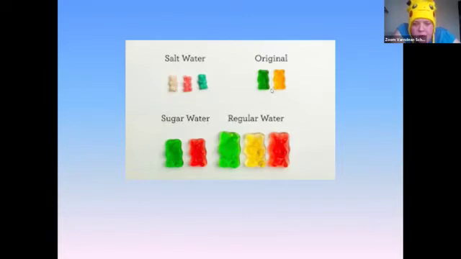So gummy bears have got a semi-permeable membrane, and that means that the water can either go into the cell like here, or it can leave the cell here.